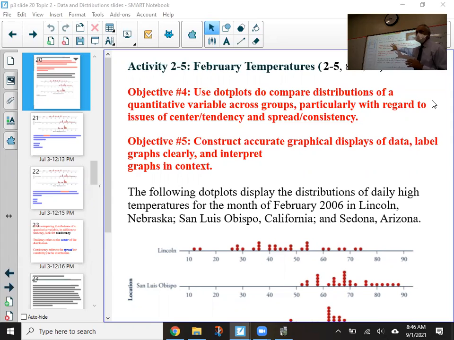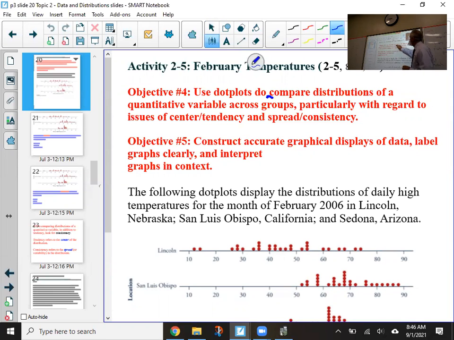So we're going to deal with 2 objectives on this one. Our objective number 4: we're going to use dot plots to compare distributions of a quantitative variable across groups. So one variable, but we want to see how it applies to different groups. We're going to pay special attention to center and spread, and we're going to look at constructing accurate graphical displays of data.